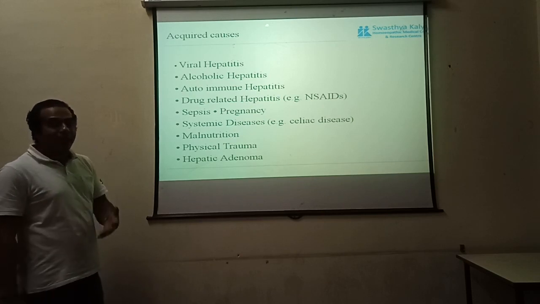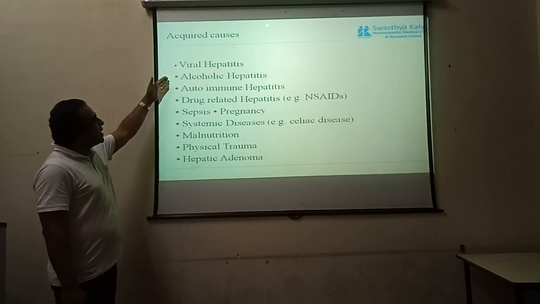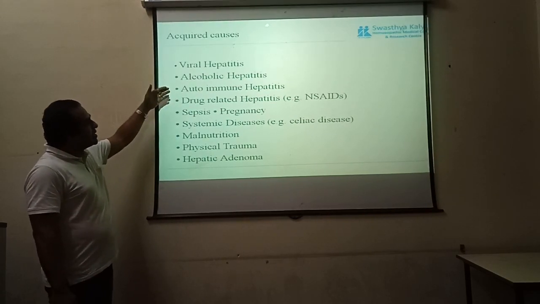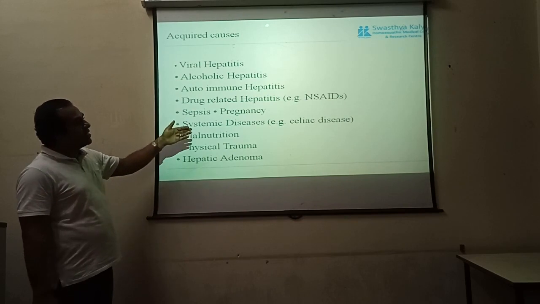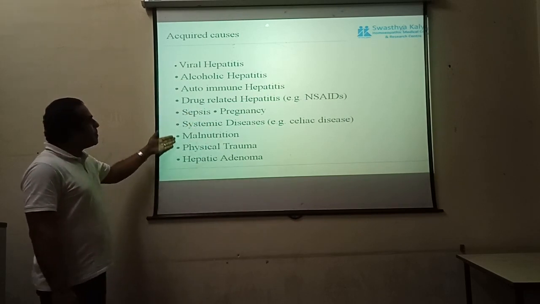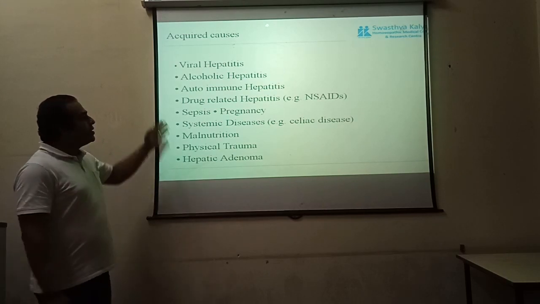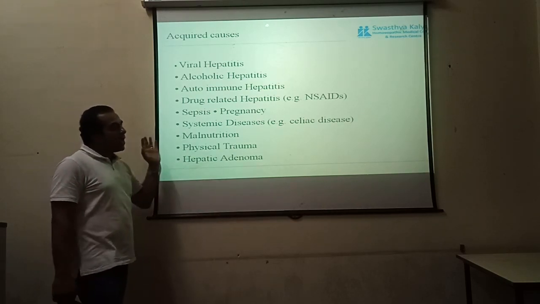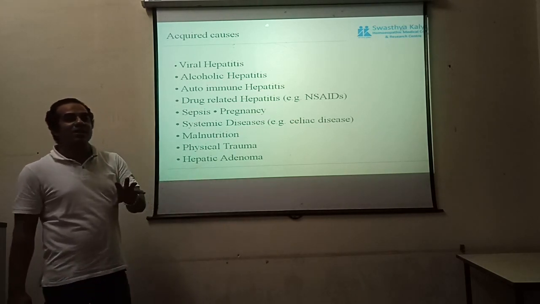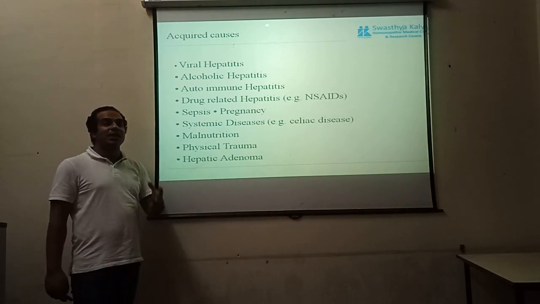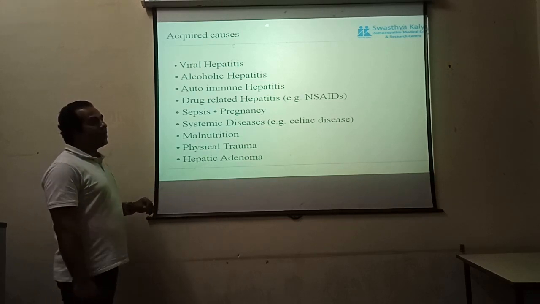Gilbert syndrome and Dubin-Johnson syndrome are all associated with hepatic jaundice. Acquired causes can be viral hepatitis, alcoholic hepatitis, autoimmune hepatitis, drug-related hepatitis, sepsis, pregnancy, systemic diseases like celiac disease, malnutrition, physical trauma, hepatic adenoma. These diseases all affect the health of the liver.